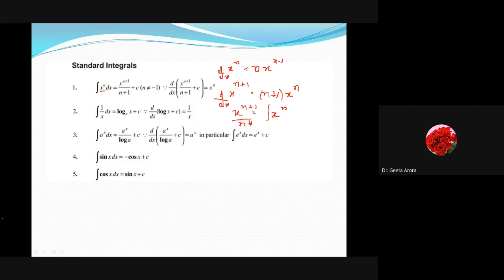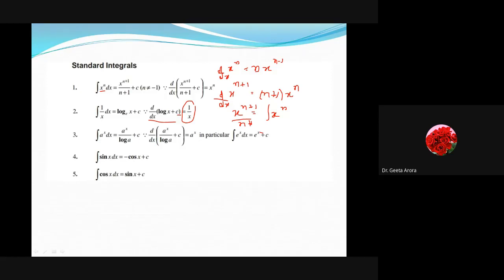So let's revise what we have done for log x. We know the derivative of log x is 1 by x. If you have written c also, it doesn't matter, because the derivative of c is 0. So if the derivative of log x plus c is 1 by x, what is the integral of 1 by x? The integral of 1 by x is log x plus c.